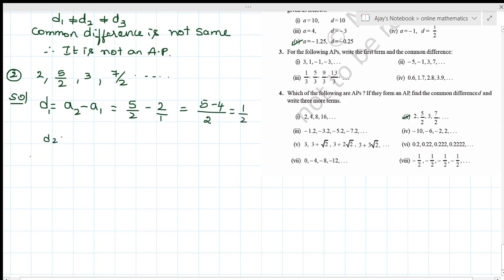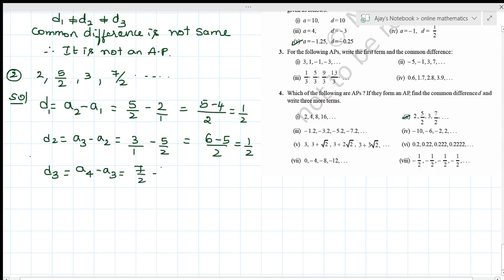Similarly, D2 is equal to A3 minus A2, which is 3 minus 5 by 2. So cross multiply, 6 minus 5 by 2 is 1 by 2. I just find D3 also, A4 minus A3, which is 7 by 2 minus 3 by 1. Cross multiply, 7 minus 6, 2 3s are 6, divided by 2, it is 1 by 2. So therefore D1 is equal to D2 is equal to D3.